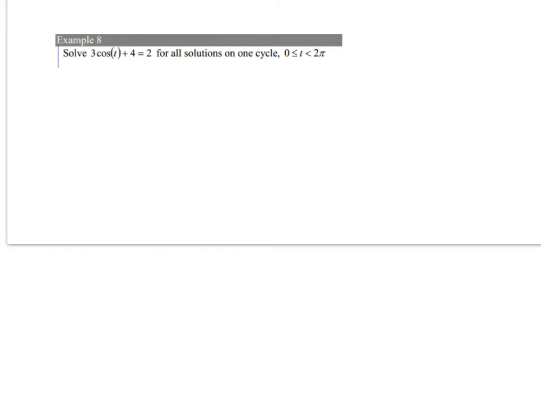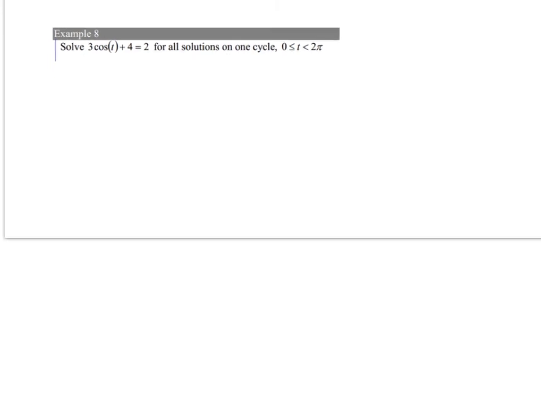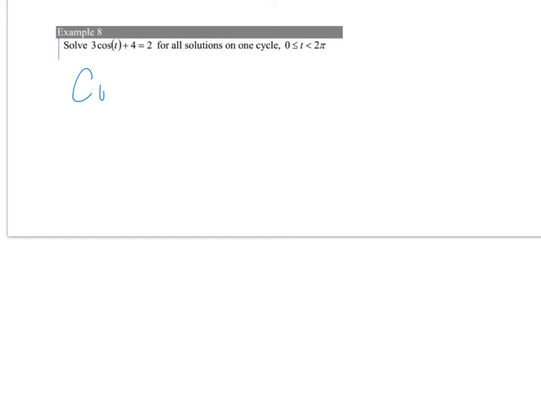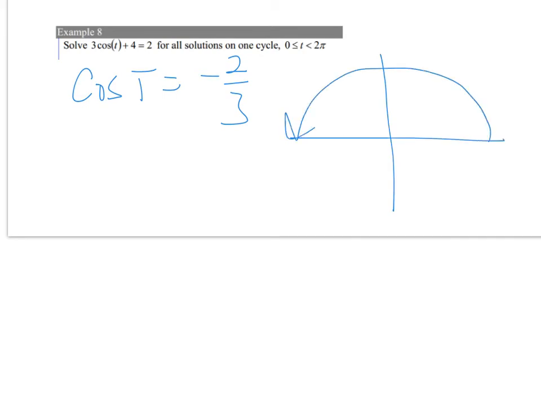So what do you think? How do we solve this? Well, we need to isolate the cosine, right? So for cosine t, I'm going to subtract 4, divide by 3. So that's going to be equal to negative 2 over 3. Now what you've got to remember about the arc cosine is that it has a range between 0 and pi. So when we get this, cosine's negative, it's probably going to give us this angular rotation right here.